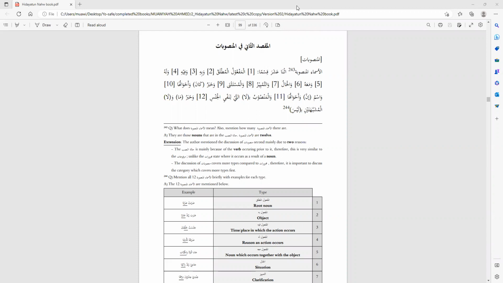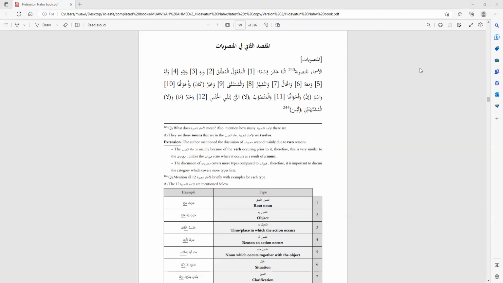Now we're going to start what we call the second maqsad, the second main chapter of the book. The author mentioned there's three maqasid, three main chapters in the book. Al-maqsid al-awwal was marfu'at. Al-maqsid al-thani is the mansubat. So now we're going to start the mansubat.